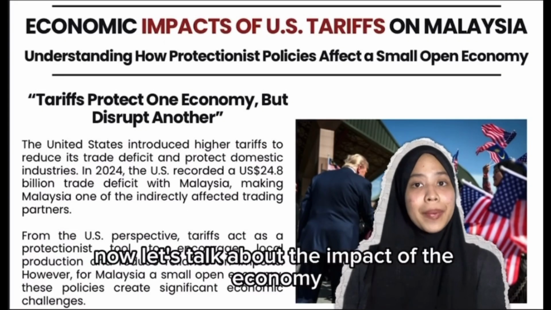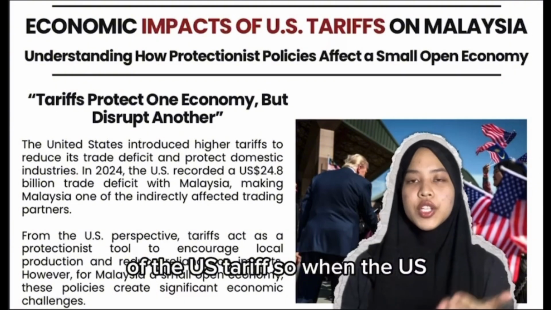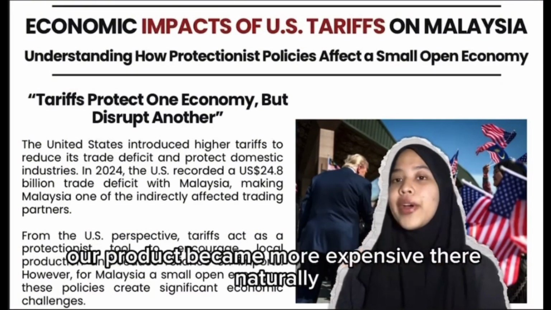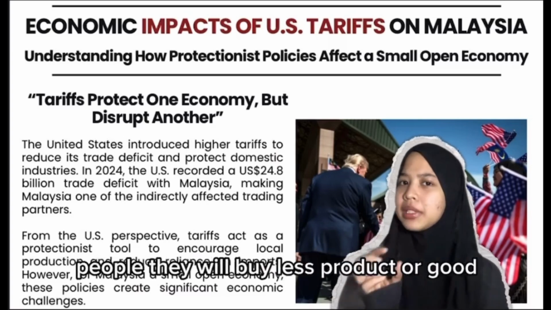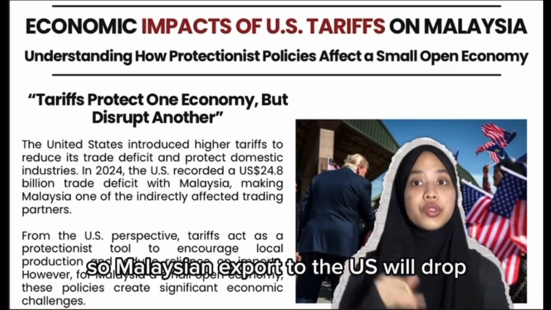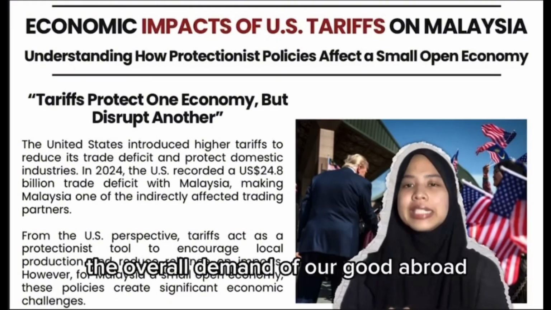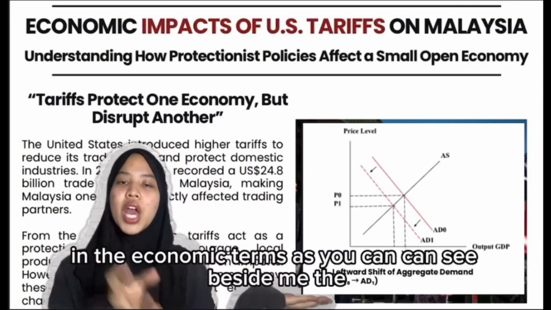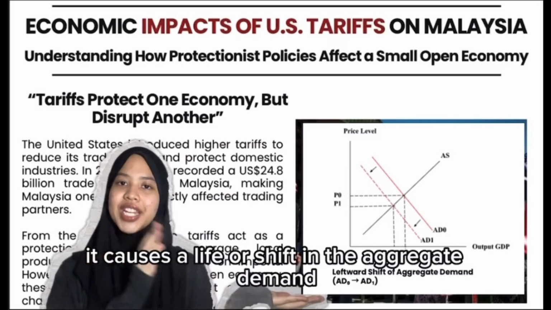Now let's talk about the impact of the US tariff on the economy. When the US charges a higher tariff on Malaysian goods, our products become more expensive there. Naturally, people will buy fewer goods. So Malaysian exports to the US will drop, which reduces the overall demand for our goods. In economic terms, as you can see beside me, it causes a leftward shift in aggregate demand.